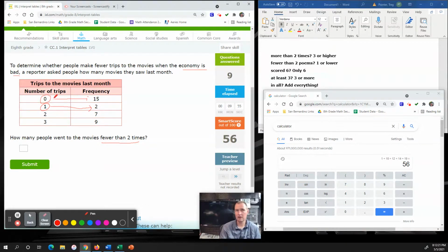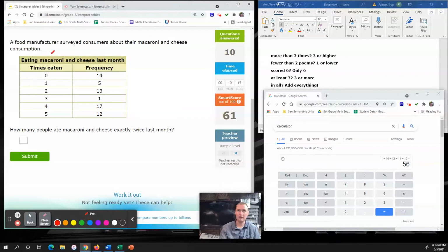Notice as the number of trips went down, the frequency went up. So in a bad economy, people don't really go to the movies. So it's good to understand what the table is trying to tell you too. So 15 plus 2, I can do that one, is 17. Fewer than 2, so don't include the 2, don't include the 3.